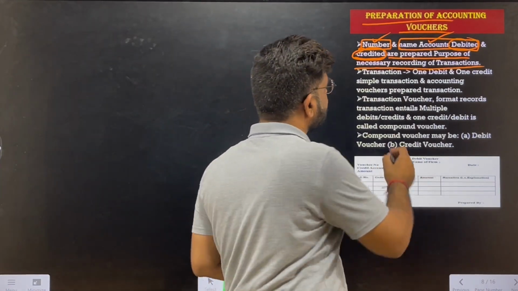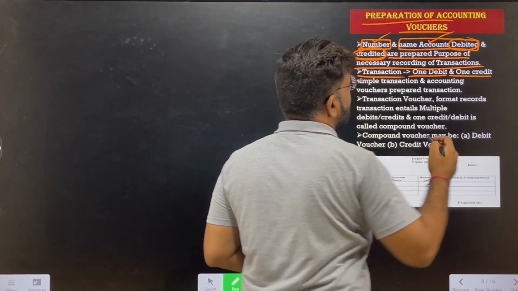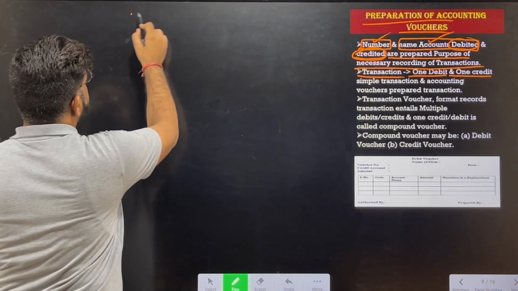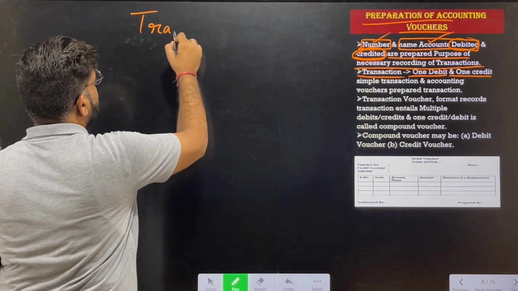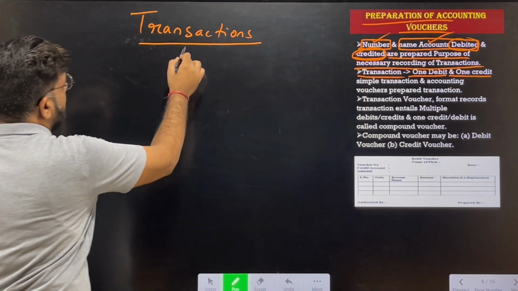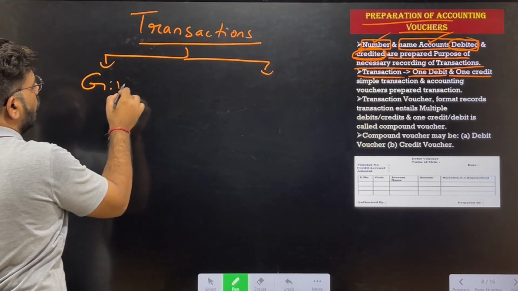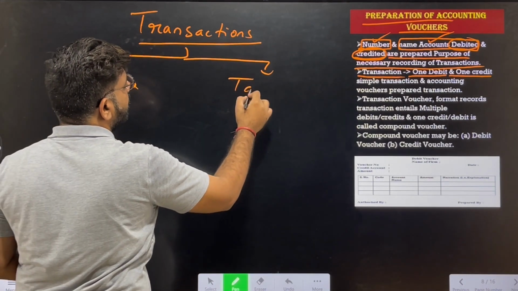Now, next. So a transaction always has one debit and one credit. As we all know, a transaction simply means give and take. Since the transaction involves two aspects, every transaction will have two aspects. That is, one will be the debit and the other one will be the credit.